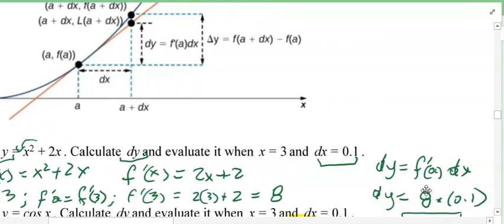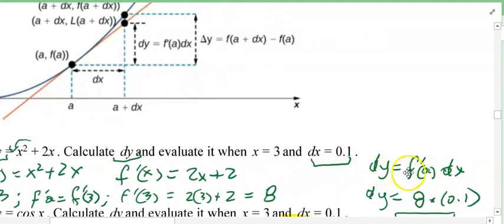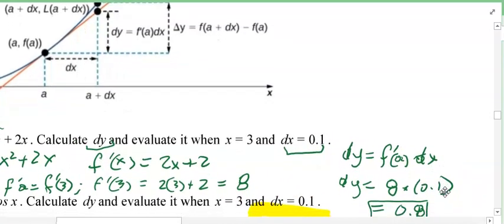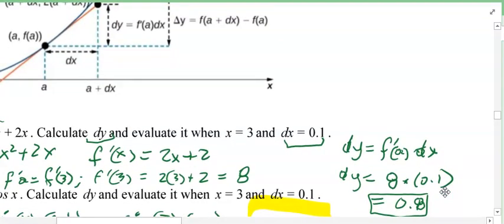Now dy by formula is dy is equal to f prime of a times dx. F prime of a was f prime of 3. We know that was equal to 8, and then dx was given to be 0.1. So we simply multiply your 8 by 0.1, and your answer is 0.8.